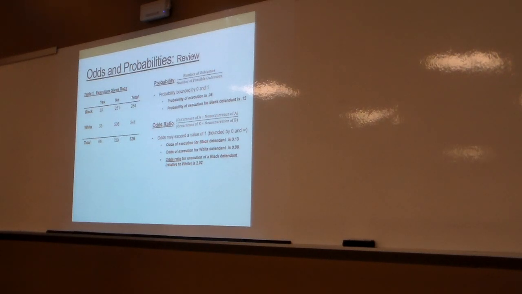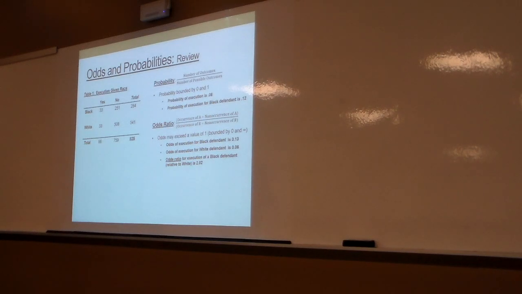That's going to give me the odds of execution for the black defendant, and then Kate, odds of execution for the white defendant? 33 over 508. 33 over 508, right? So we've got the odds of execution versus non-execution for black and white defendants. And then our odds ratio for the execution of a black defendant relative to a white defendant is going to be 2.02.